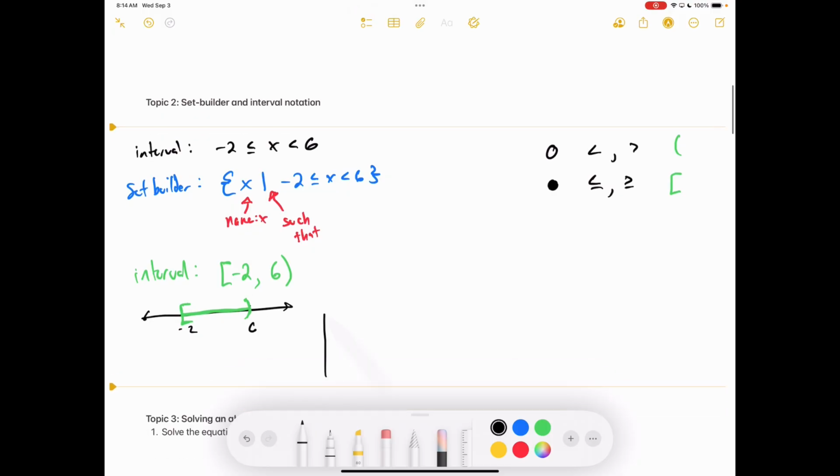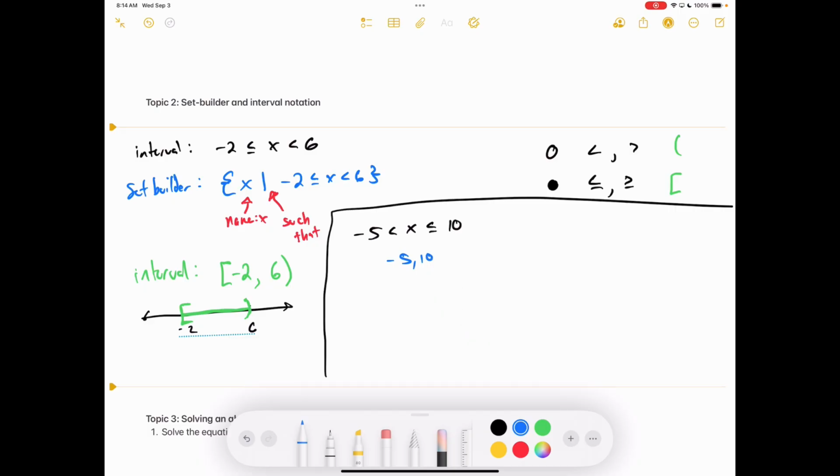So let's do a couple more examples of this. If I have, we'll do one more of these, -5 is less than x is less than or equal to 10. If you need to draw it on the number line to start, it is not bad to do. X is between -5 and 10. Okay, so that's where I start. I do a parentheses at -5 and a bracket at 10.